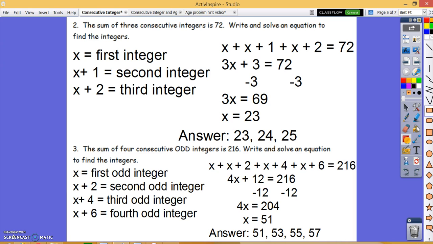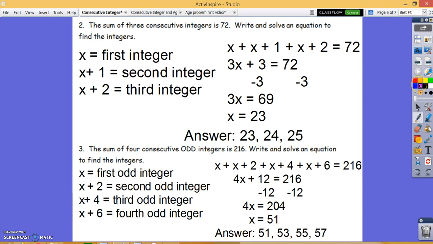Now, when we talk about consecutive integers, we always put the first integer as x, and then the following integers are plus 1, plus 2, plus 3, and so on. There are 3 integers, so we've got x as our first, x plus 1 as our second, and x plus 2 as our third. Now, the next thing that I needed to do was set up an equation.